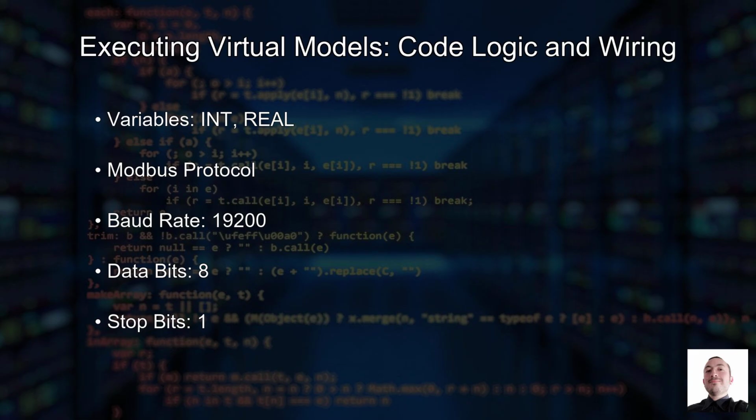Now, let's dive into the practical execution of virtual models. The core of this lies in the code logic and wiring within your programmable logic controllers, or PLCs. Start by defining your variables and data types. For instance, use int for integer values and real for floating point numbers. Next, establish your communication protocols. I recommend using Modbus for its simplicity and reliability. Set your baud rate to 19,200 and your data bits to 8. Ensure your stop bits are set to 1 and parity to none.